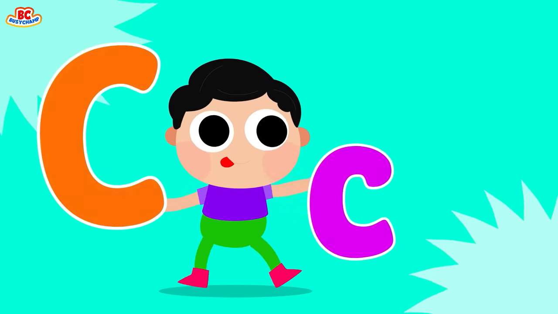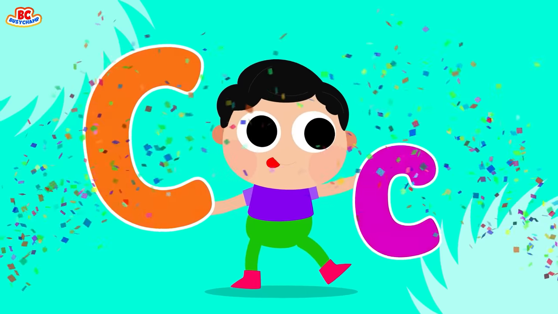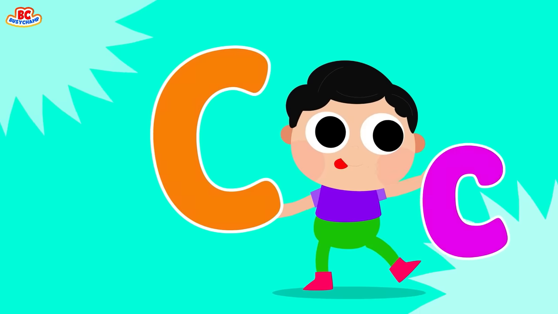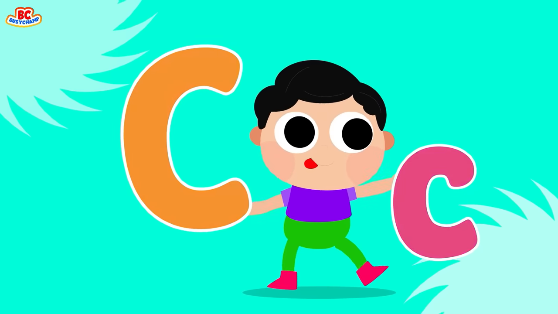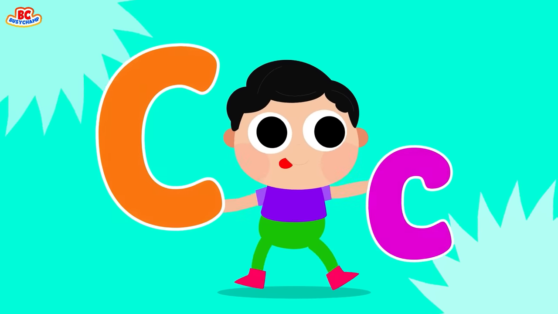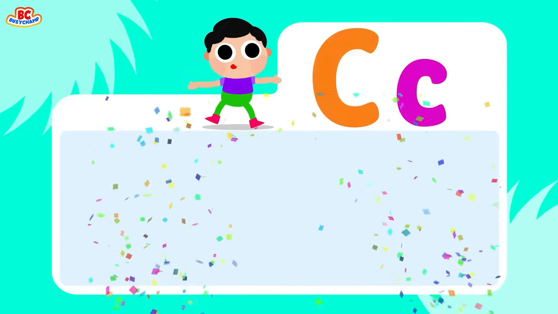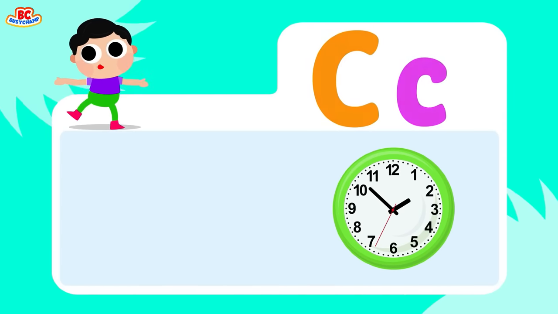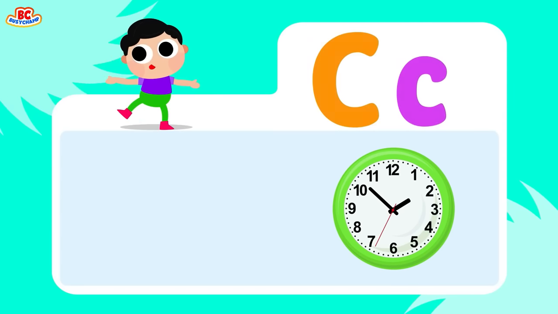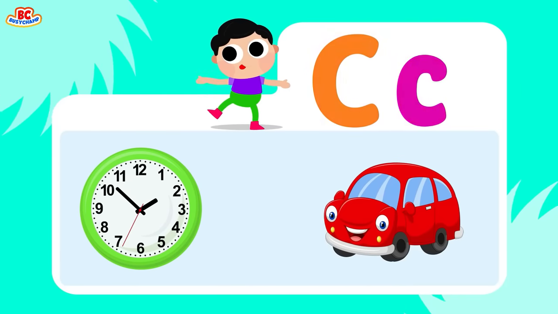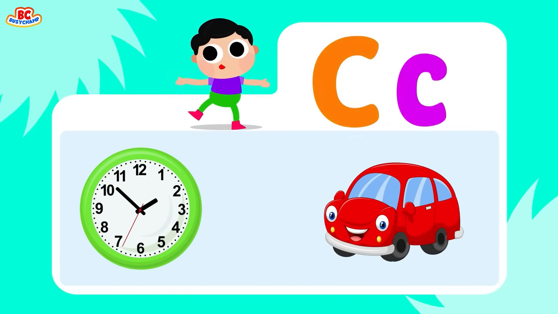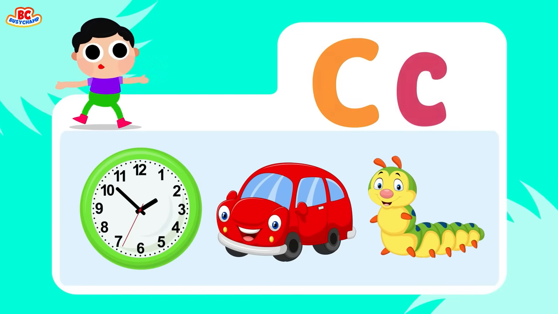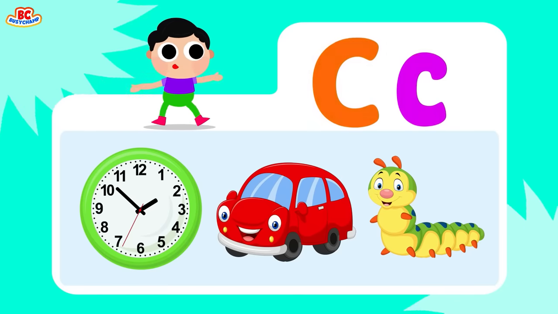Which alphabet can you see in my hands? I have the letter C in my right hand and its sound K in my left hand. And there are so many words that begin with letter C. C called clock. K, K, clock. C called car. K, K, car. C called caterpillar. K, K, caterpillar.